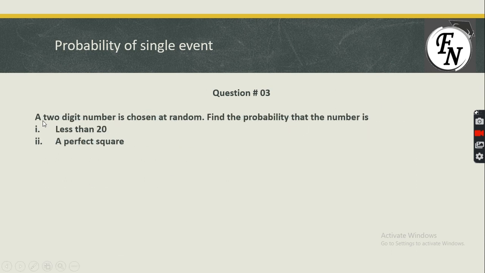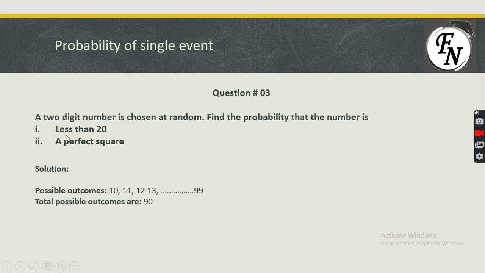So this is a question: a 2-digit number is chosen at random. Find the probability that the number is less than 20 and a perfect square. So first of all, let us know the sample space. A 2-digit number starts from 10 and ends at 99, because after 99 it is 100, which is a 3-digit number, and before 10 it is 9, which is a 1-digit number. So we have a sample space of 10, 11, 12, 13, continuing till 99. So the number of possible outcomes is 90, starting from 10 and ending at 99.